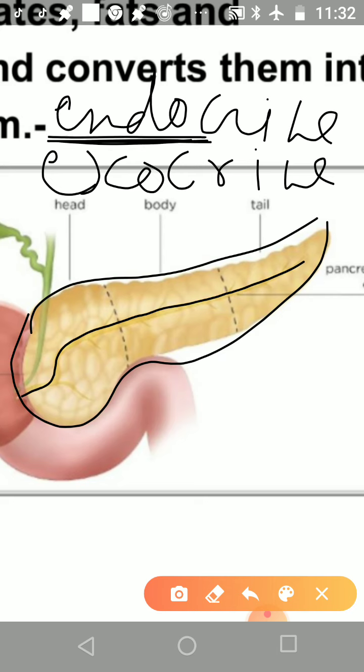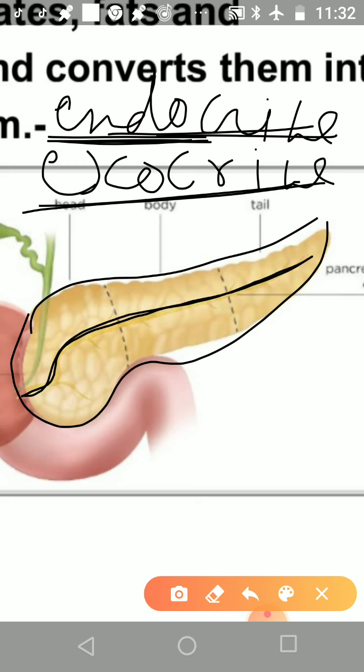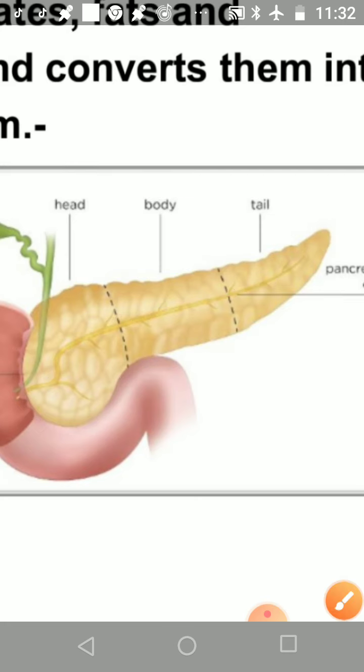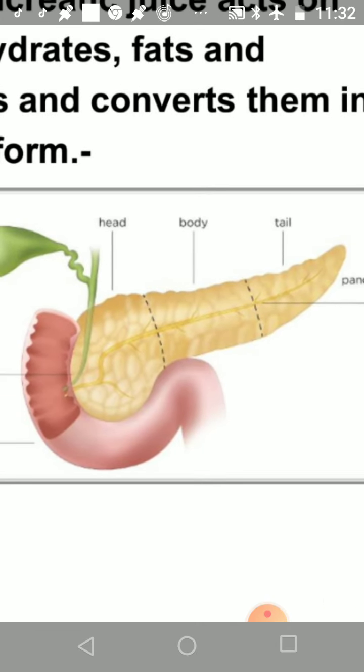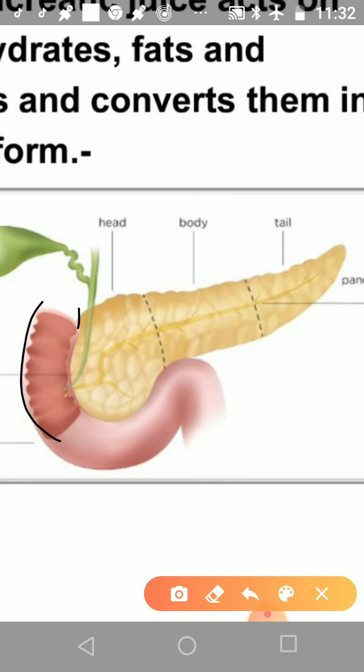Endocrine means it releases hormones. These endocrine glands help in releasing hormones, and these exocrine glands help in releasing the pancreatic juices that will be further poured into the duodenum. So by this duct, if you can see, this is the duct, and that duct collects the pancreatic juices from the pancreas, and then they pour into this duodenum part.